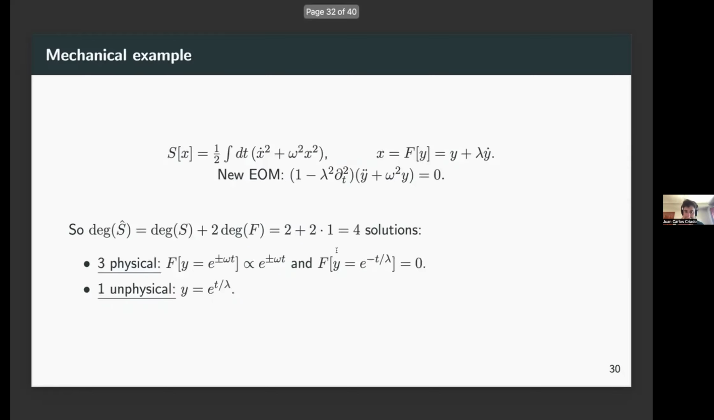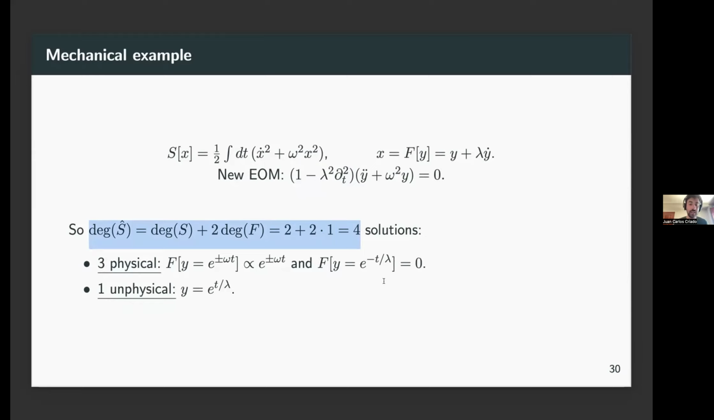So let's apply that to the example. So the original equation is a harmonic oscillator equation, has degree 2. And the field definition has one derivative, so it has degree 1. So the degree of the new equation, this one, is 4, and that agrees with the formula I've just given. So indeed, we have 4 solutions, as I said.